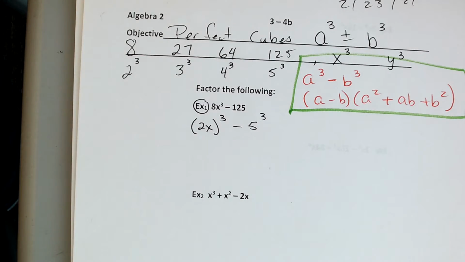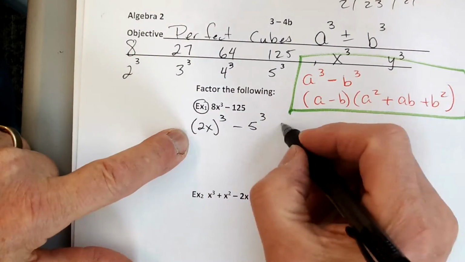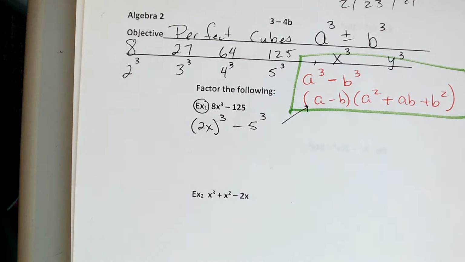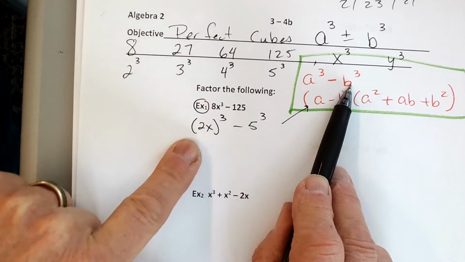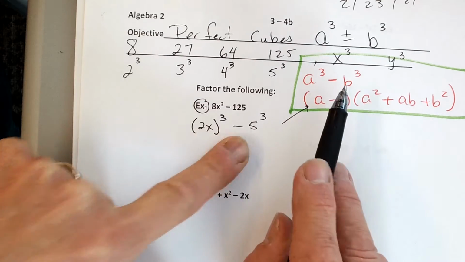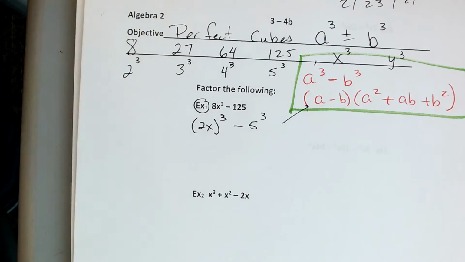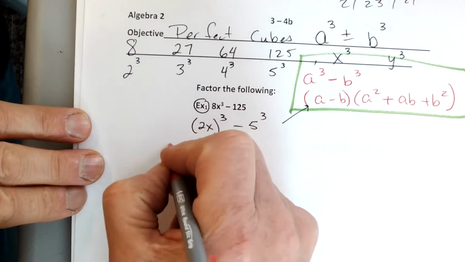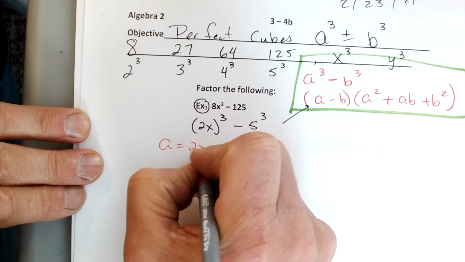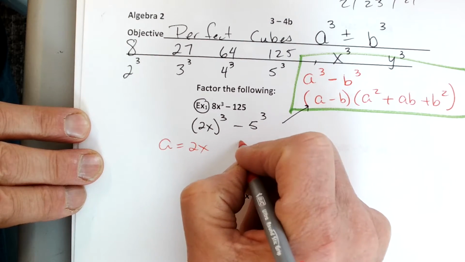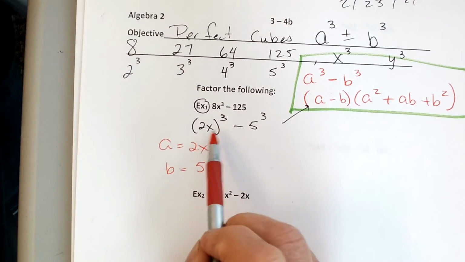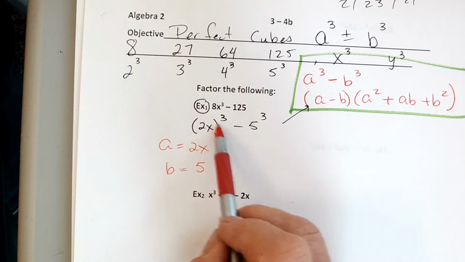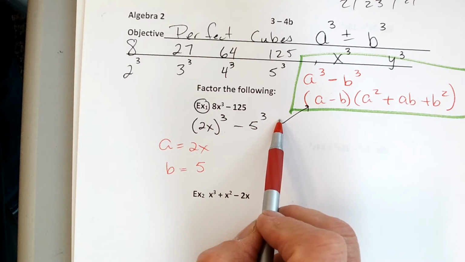So we're going to factor. We're going to change this problem into that, okay? We really are. So let's see what we have. We have a cubed minus b cubed. Okay, I'll show it again. We have a cubed minus b cubed. So in this example, our a is going to be our 2x, and our b is going to be our 5, okay? Because we've got something cubed, 2x cubed minus something cubed, 5 cubed.